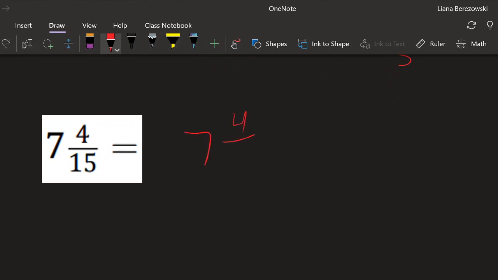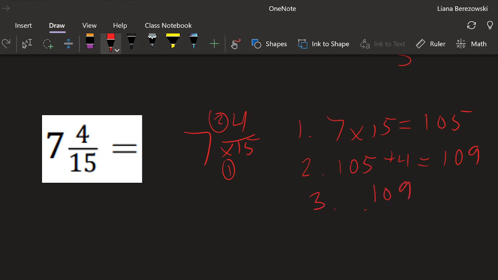So 7 and 4/15. We want to multiply by this 15 first, add the 4, and then write our number. So we have 7 times 15. That's going to give us, well, let's see, 7 times 15 is going to be 105. We want to add 4, so 105 plus 4 is going to give us 109. And then finally, we just put that on top of our denominator. So our denominator here was 15. We don't change that. We just leave it the same. So we see that 7 and 4/15 is equivalent to 109/15.